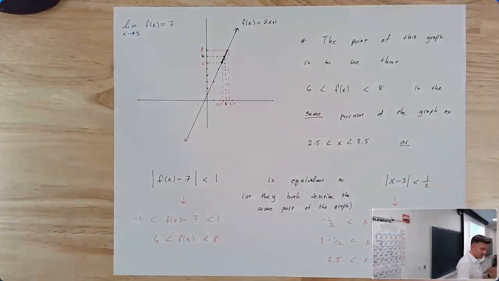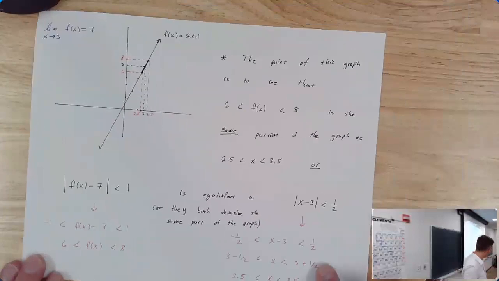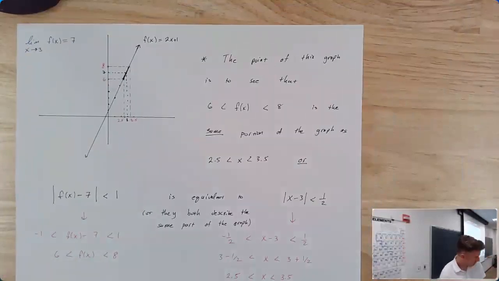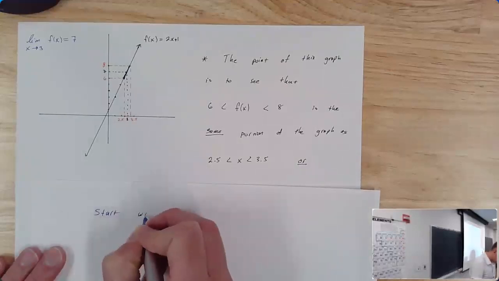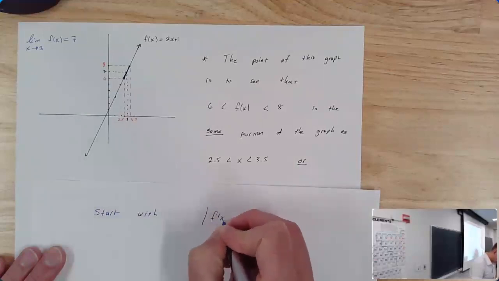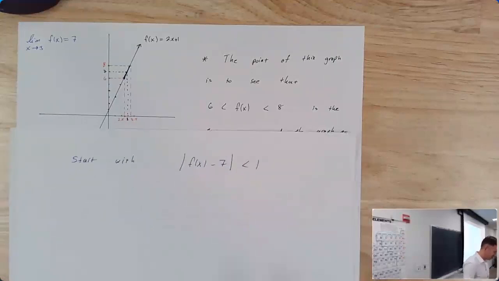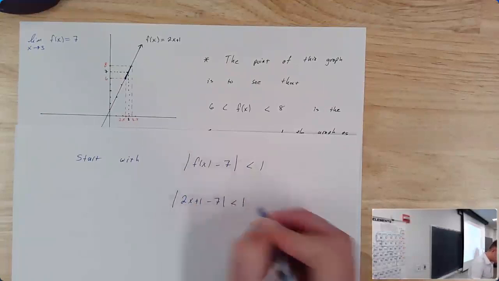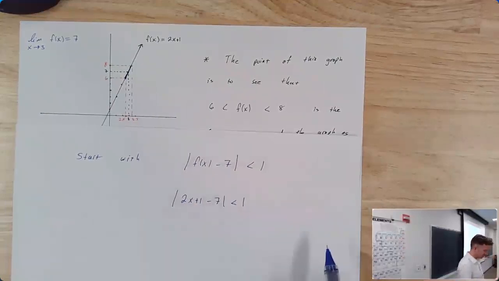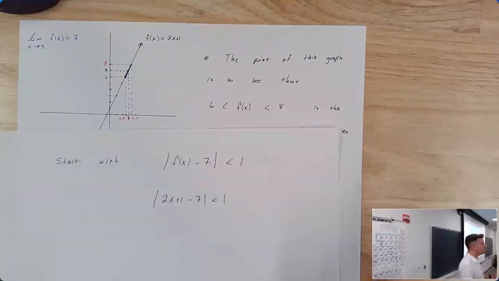But what we also could have done is start with this and work our way towards this. We could have said, I'm going to start with the function minus 7 in absolute value being less than 1, and then put in what the function is. So I have the absolute value of 2x plus 1 minus 7 is less than 1. And the idea is I'm going to work on this until I get to x minus 3. Usually, at least for linear functions, it's a very straightforward process.